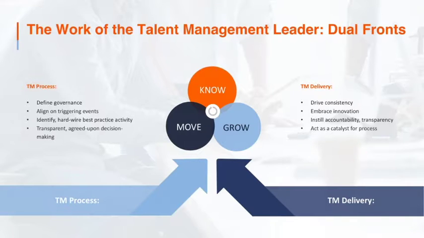The focus area for the talent management executive in that stream is to drive consistency of process. So are we following the same process universally throughout the organization? Are we being innovative in the delivery of that talent management? Are we finding ways to leverage technology to collect data in effective ways that don't add administrative burden to the organization? Are we instilling accountability and transparency in the talent management delivery? And are we making the delivery mechanisms a catalyst for the process that we're trying to drive in the organization?